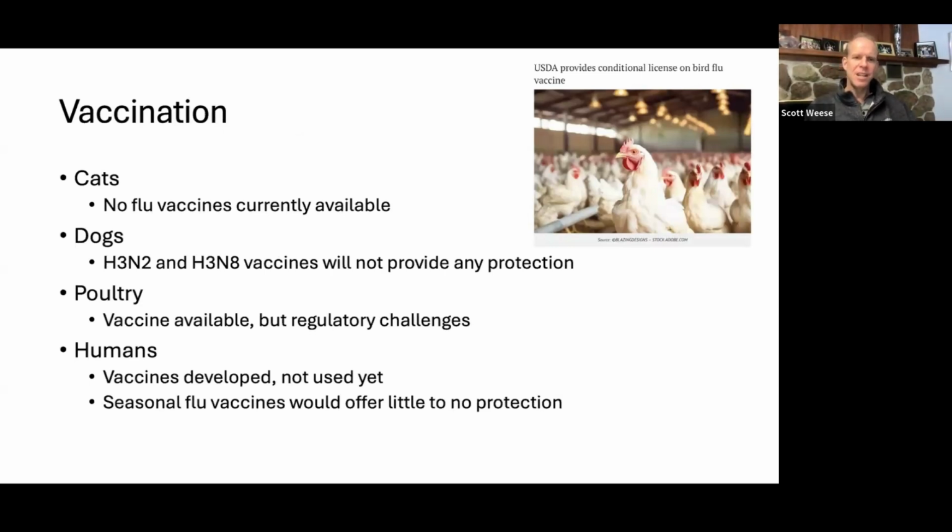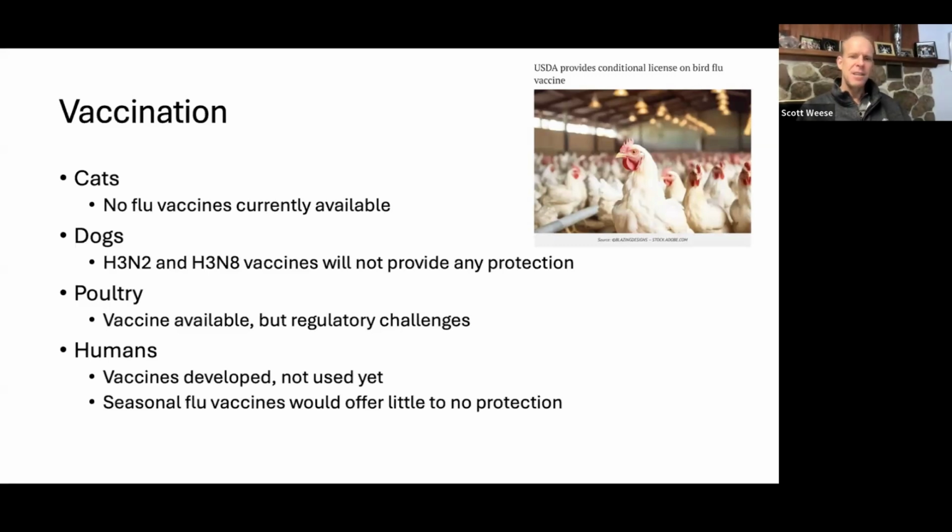Poultry, there is a vaccine available, but there are regulatory challenges. The US just gave conditional approval to a poultry vaccine. There are a lot of barriers for trade, which are kind of holding people back. Just yesterday in Canada, there's an announcement that Canada's purchased 500,000 doses of H5N1 vaccine. Not really clear how it's going to be used, but it's there for contingency purposes.